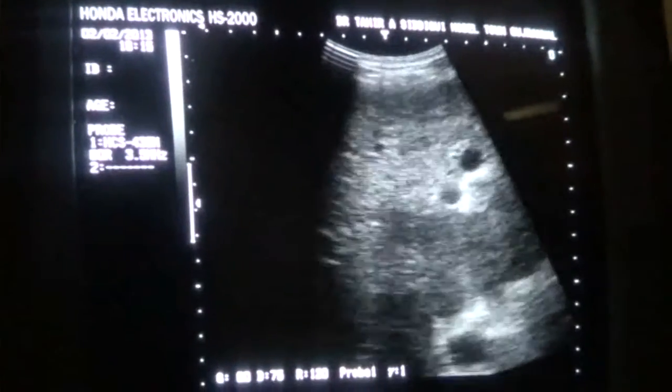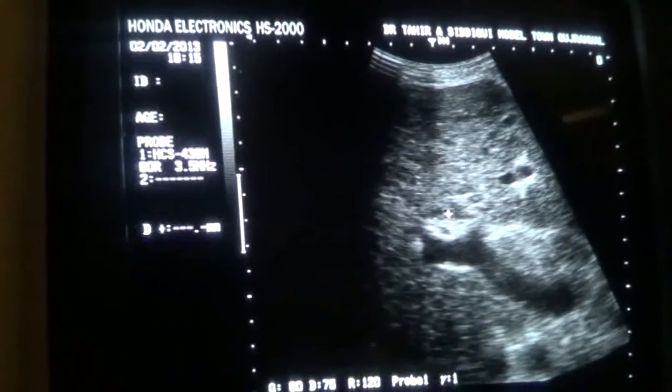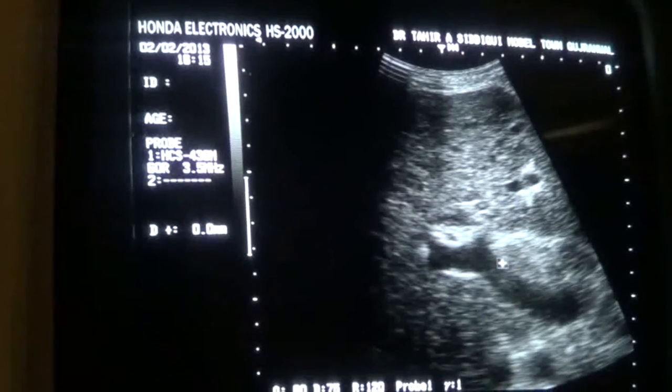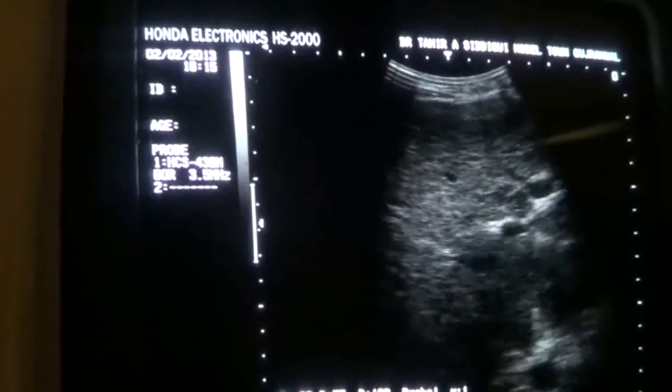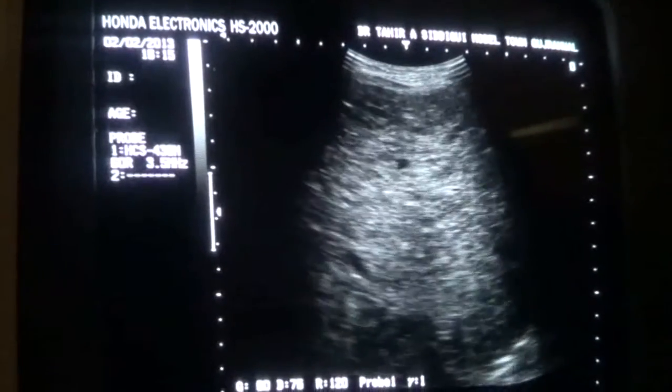Now let's see what is the status of the portal vein. This is the portal vein, normal in diameter and patent as well, measuring 11.7. Up to 6 is normal, up to 13 is normal.